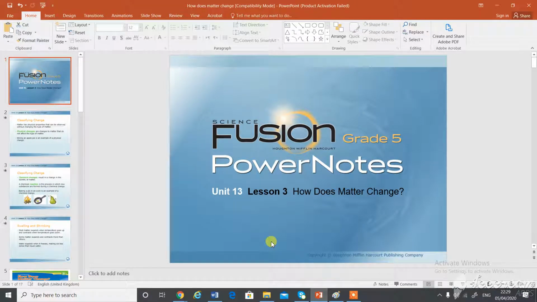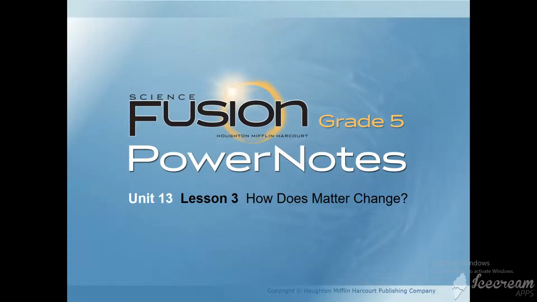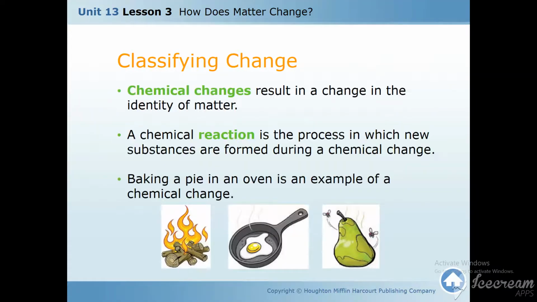So let us continue our lesson number 3. How does matter change? In our previous class, I taught you about physical changes and chemical changes. I gave you some activity. I told you to write by your own, make some flashcards, write some physical changes and chemical changes in your daily life. Okay? So chemical changes, how does it result? It results in change in the identity of the matter.